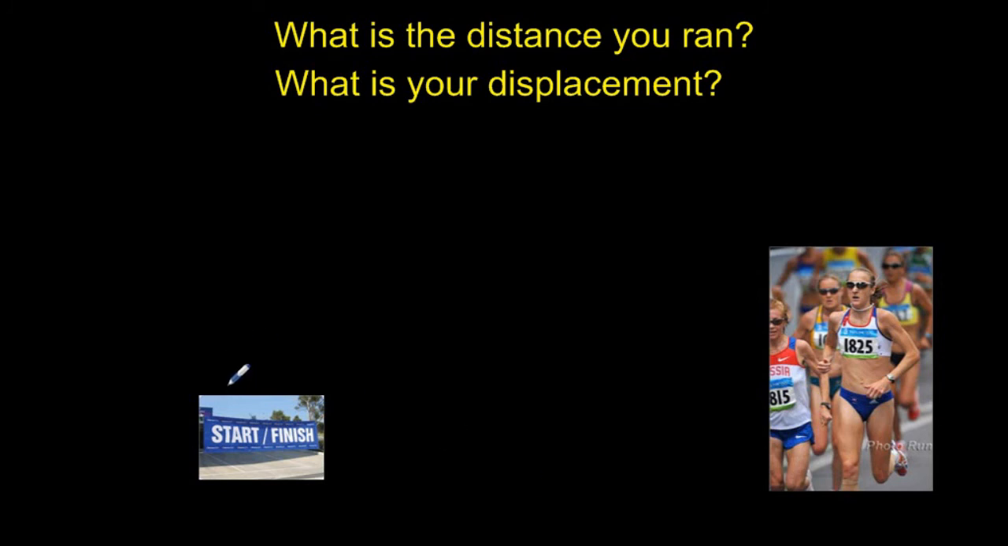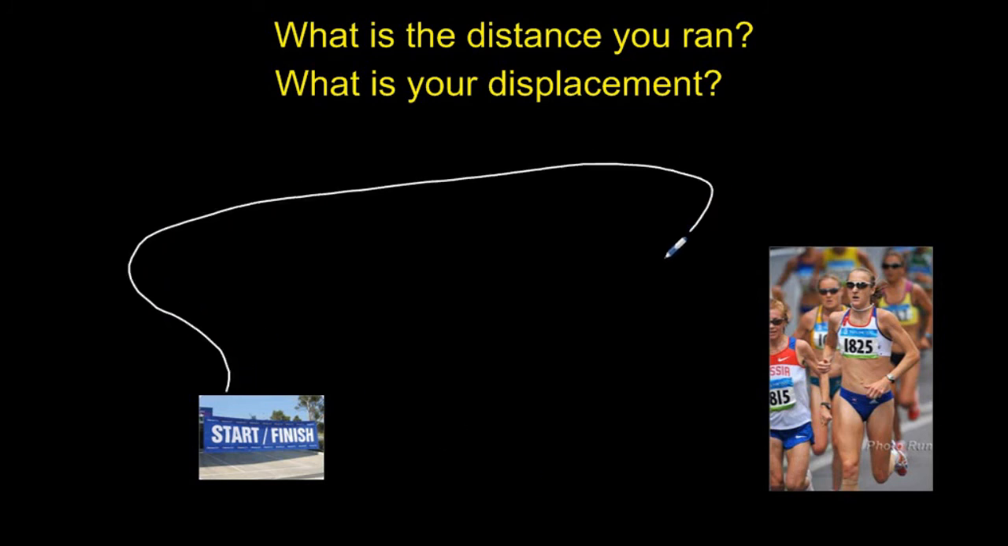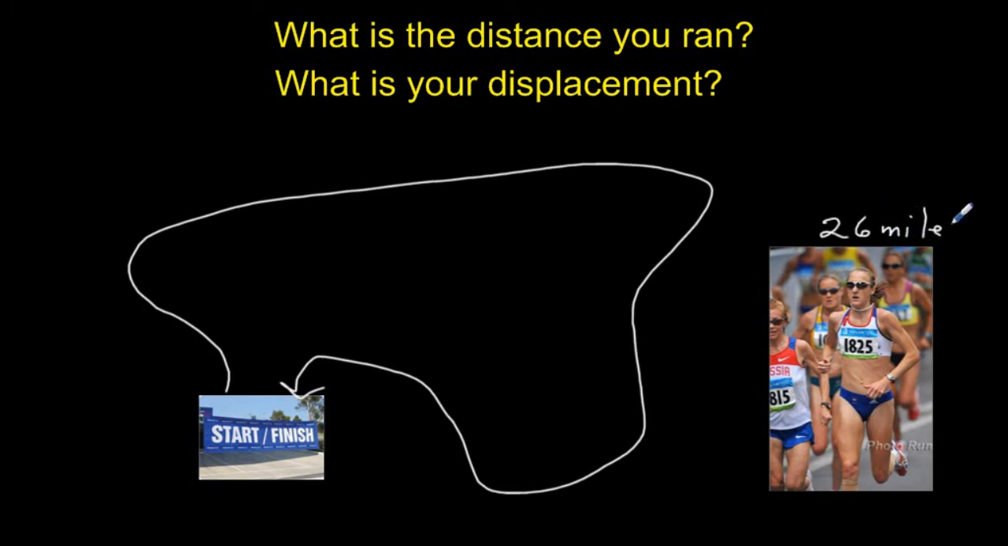Let me draw that one more time for you. I ran around here and here and here and here and here, and I come up here and I finish the race. All right, so I told you a marathon is 26 miles. So what's the total distance run? 26 miles. That's the distance.